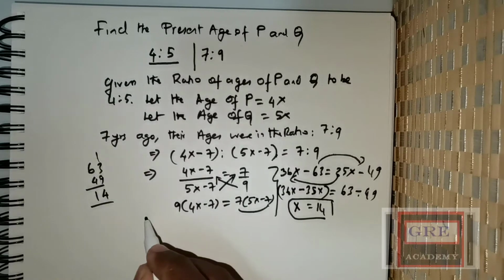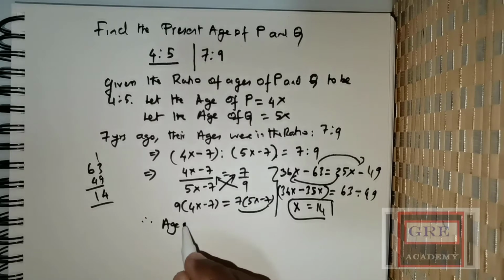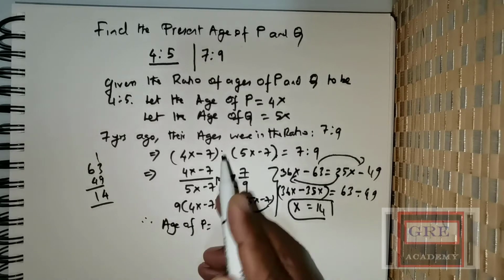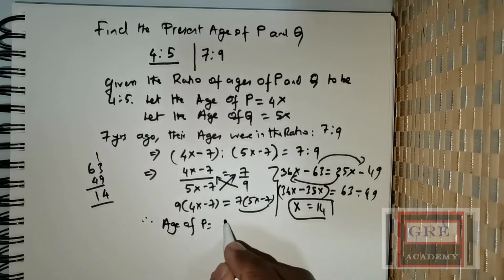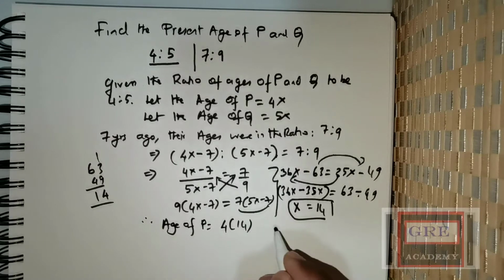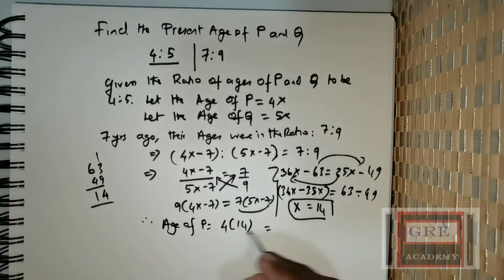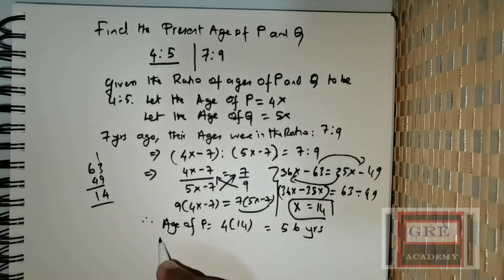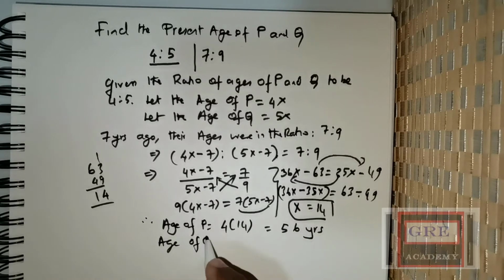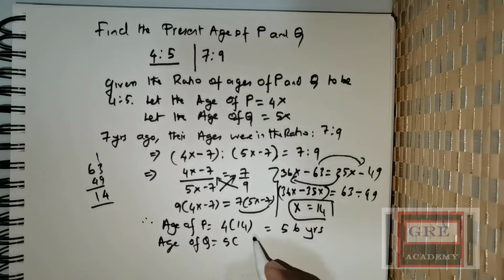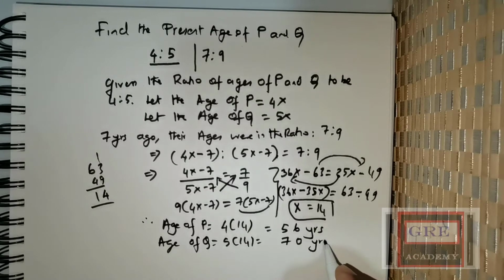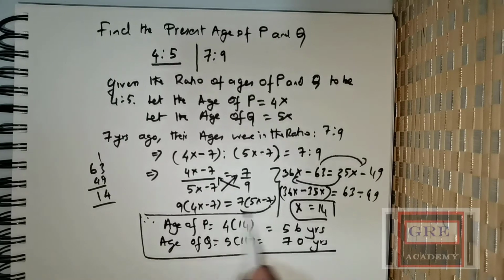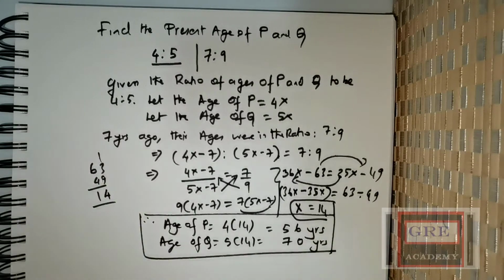So therefore the age of P. We started by saying the age of P is 4x. So 4 times 14: 4 times 4 is 16, 4 times 1 is 4, so 56 years. And the age of Q is 5 times x, so 5 times 14: 5 times 4 is 20, 5 times 1 is 5, so 70 years. So this is the final answer to the question.